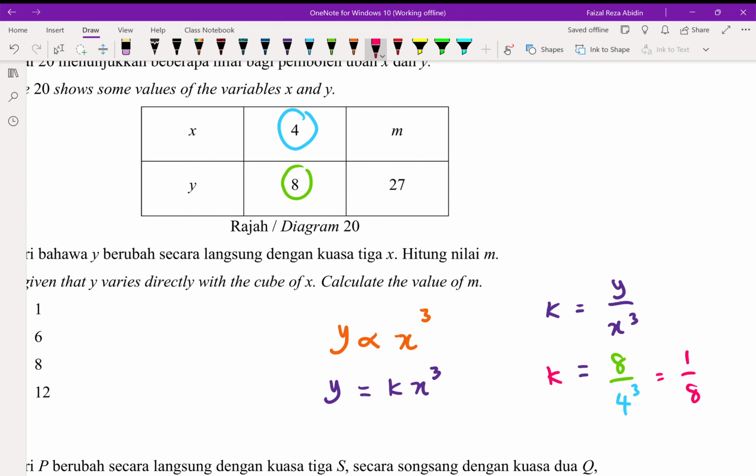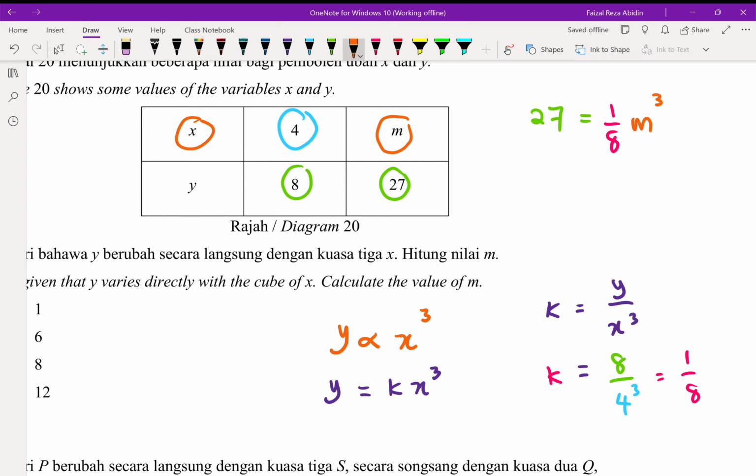Now our job here is to find our value of m, which is our x, isn't it? So I'm going to substitute back the value of our k. Our y here is 27, equals k, which is 1 over 8, times m. Am I right? m cubed. Sorry, yeah, thank you. m cubed.